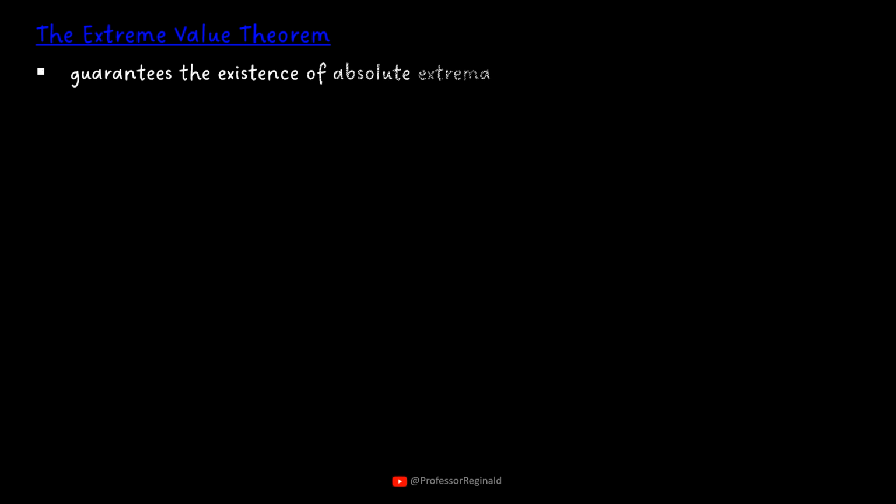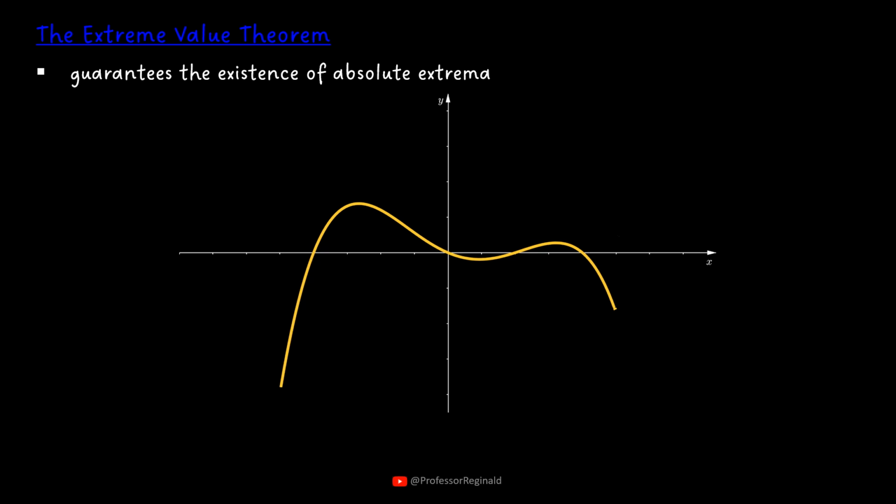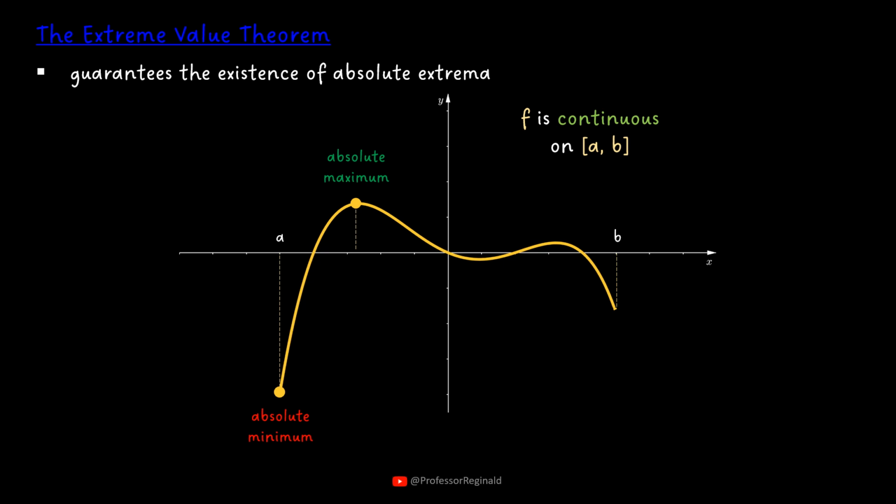The extreme value theorem. This theorem guarantees the existence of both absolute maximum and absolute minimum values for a function that is continuous on a closed interval. Please consider the following graph of a continuous function on a finite closed interval. Because the function is continuous, the extreme value theorem guarantees that the function has both an absolute maximum and an absolute minimum somewhere in the closed interval.